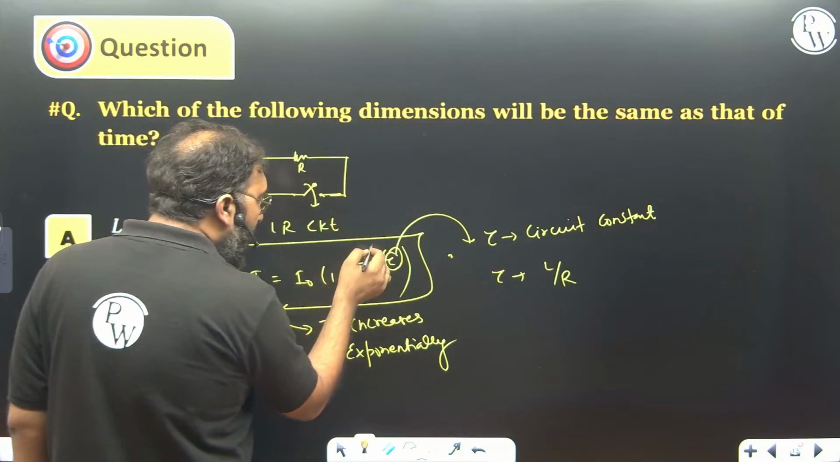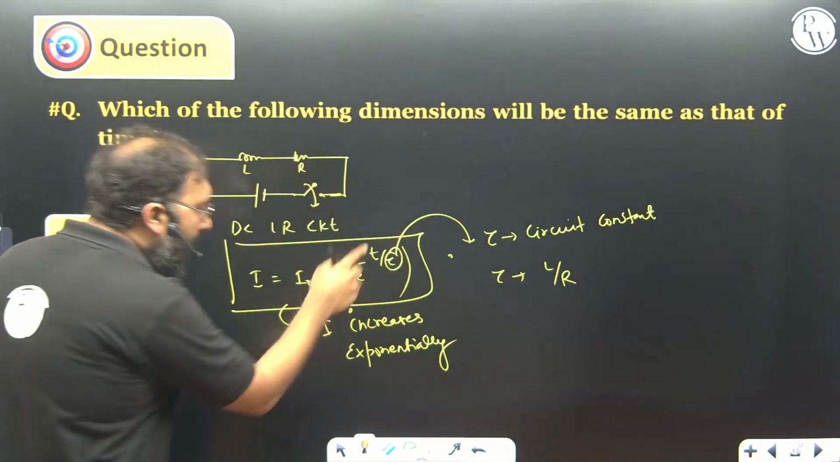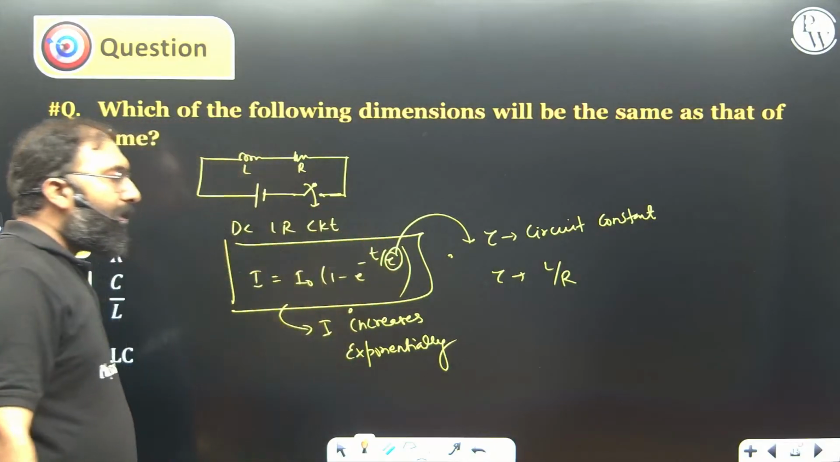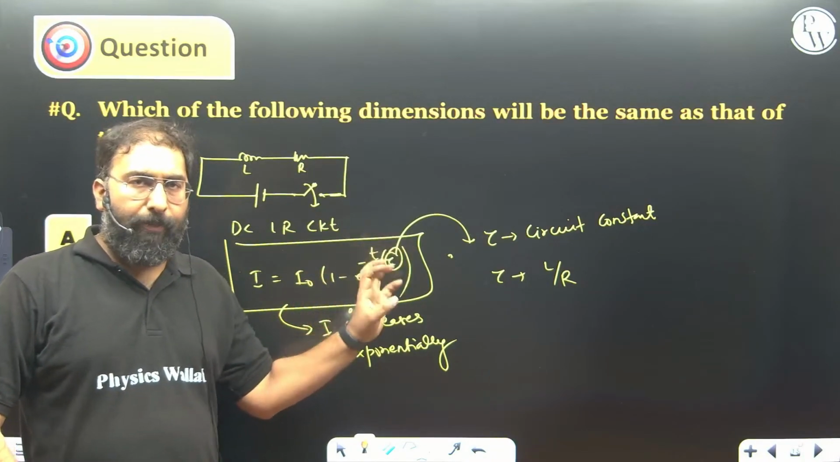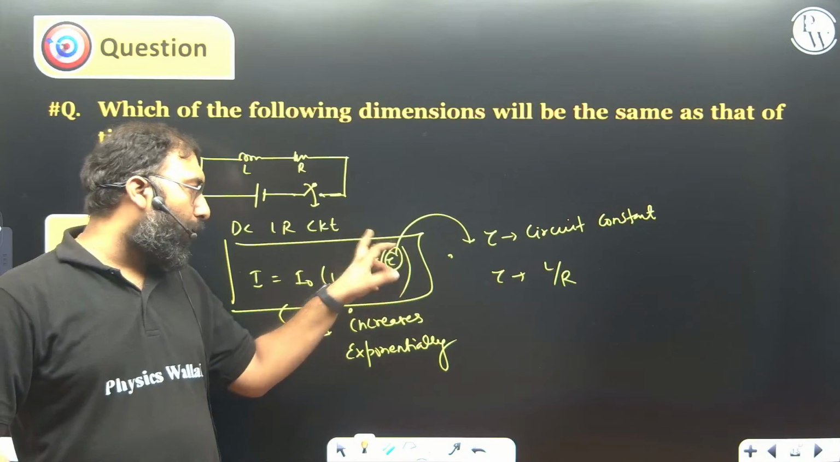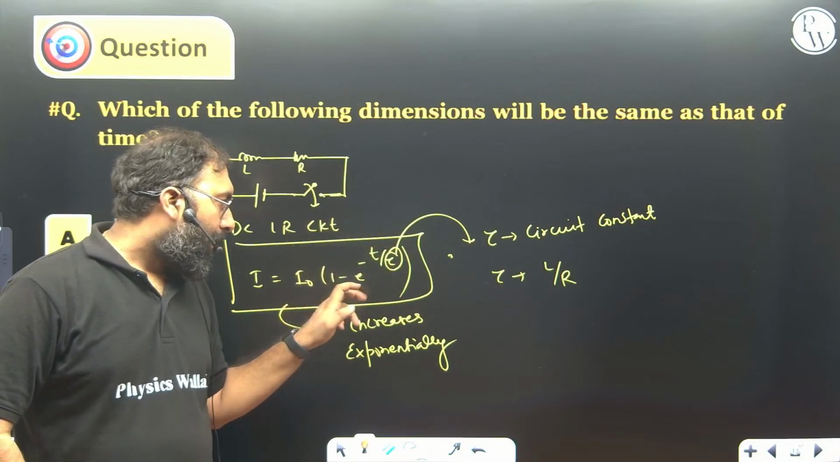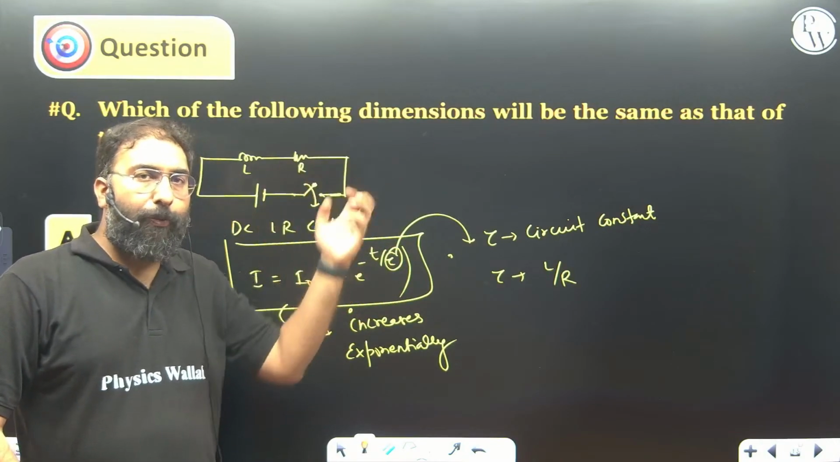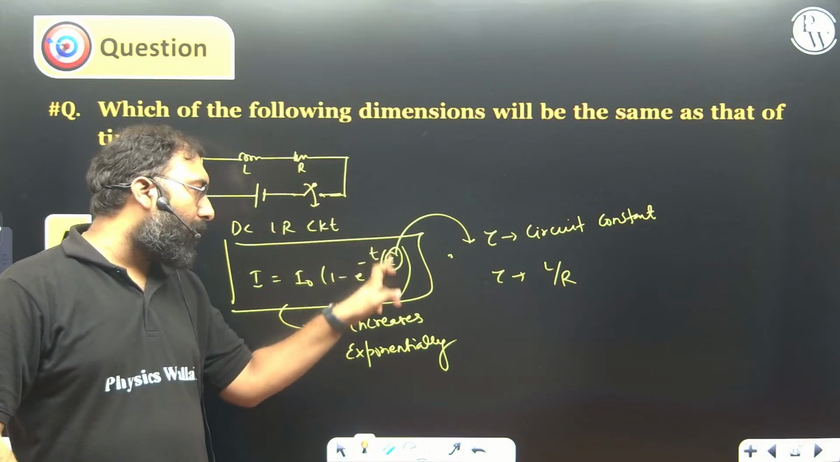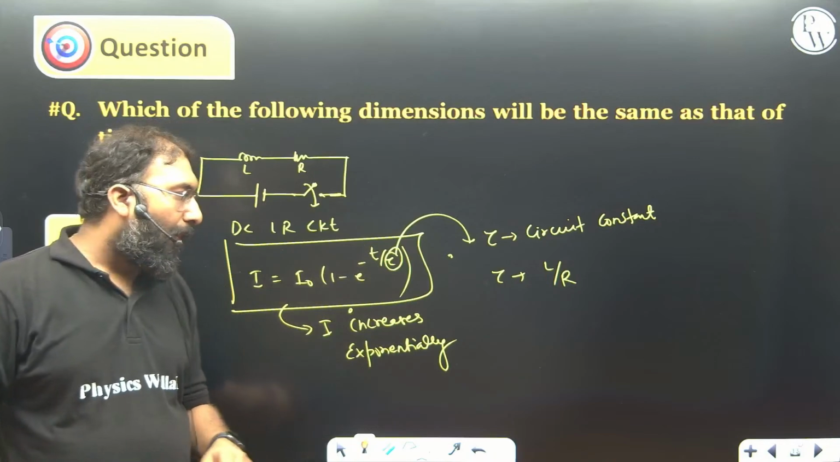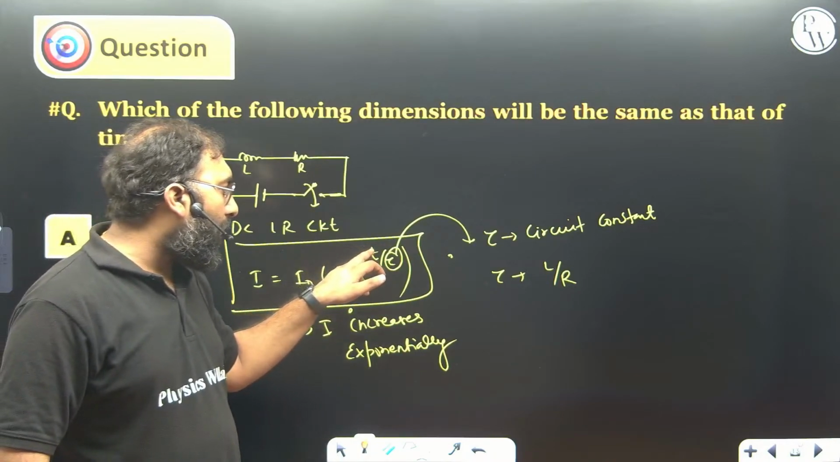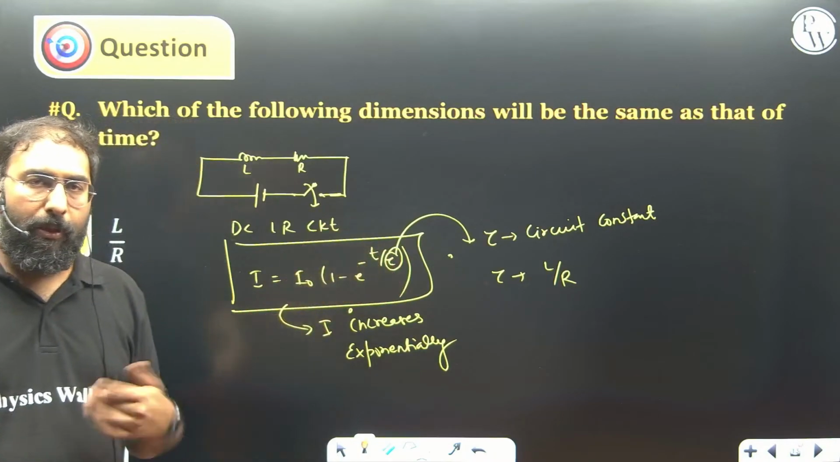So e raised to something is written there, and it has to be dimensionless, because e raised to something means this should be a number, right? There should not be any physical quantity here. It is an exponential function, right? So t and tau should cancel each other in dimension. So the dimensions of t and tau are reciprocal of each other.